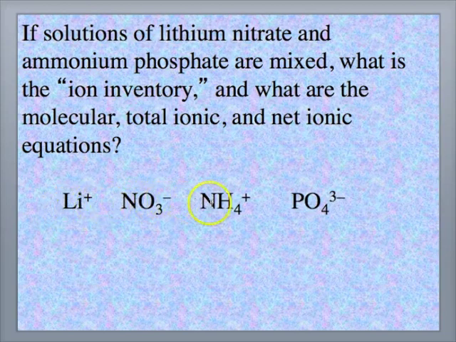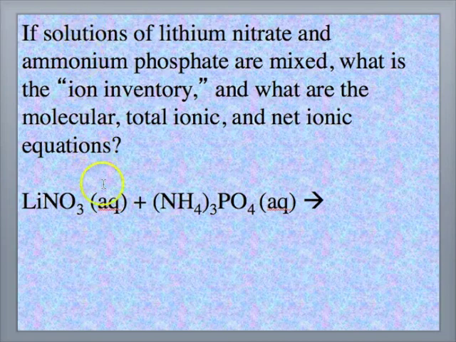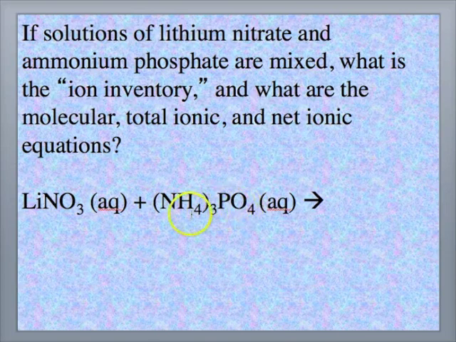So if we write out these ions correctly, it will help us write out the compounds that these ions form. So lithium combines with nitrate, and that is simply LiNO3 in the aqueous phase because it's a solution. And ammonium phosphate is (NH4)3PO4. We need 3 ammonium ions for every 1 phosphate, because ammonium is +1, phosphate is -3. So here are our initial reagents that are being mixed together.